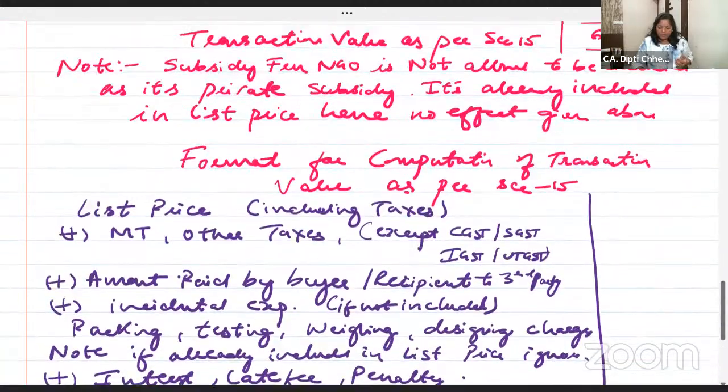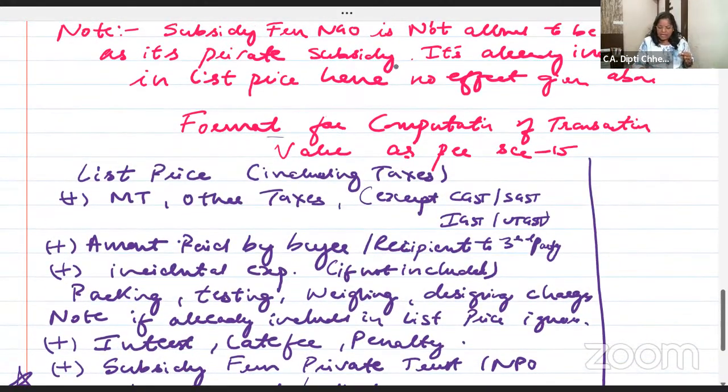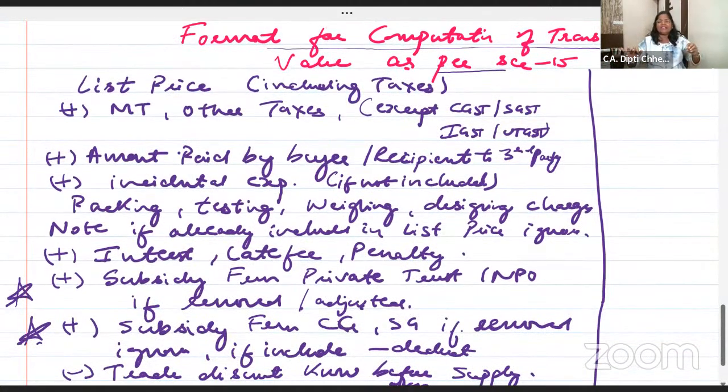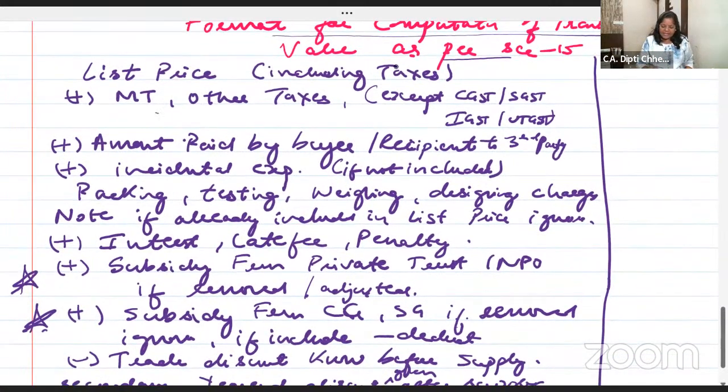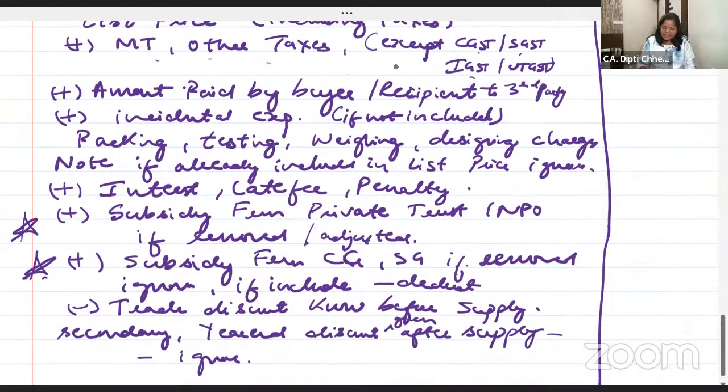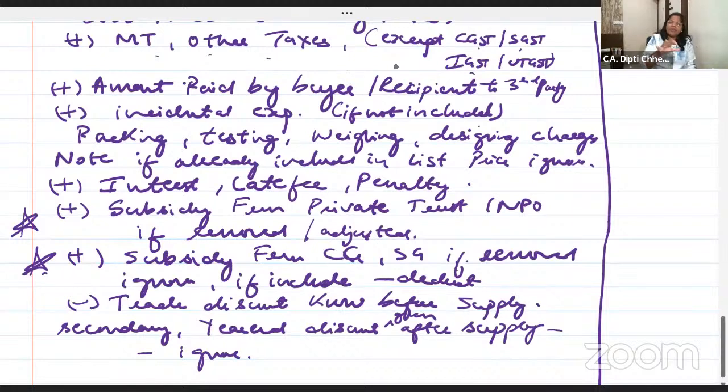Are you able to learn the format? Please give a feedback to me. Have you written this all or not? Start with the list price. If it is inclusive of taxes, it means 118. Transaction value will always be excluding taxes, 100. We will do that later. If taxes and all other taxes are not included, add. CGST, SGST anyhow remove. If the amount is paid by buyer to third party instead of paying to me, included. Incidental expenses, if not included, add. If already included, leave it, ignore. Packing, testing and all. Interest, late fee and all, add.